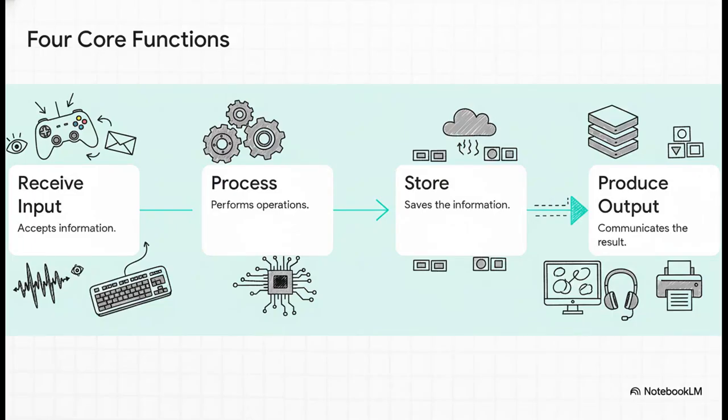And here's the thing, it doesn't matter what you're doing, playing a game, sending an email, whatever. Every single thing your computer does boils down to this fundamental four-step loop. It takes information in, it thinks about it, it saves it, and then it shows you the result. That's it. So let's start at the beginning, getting the information in.